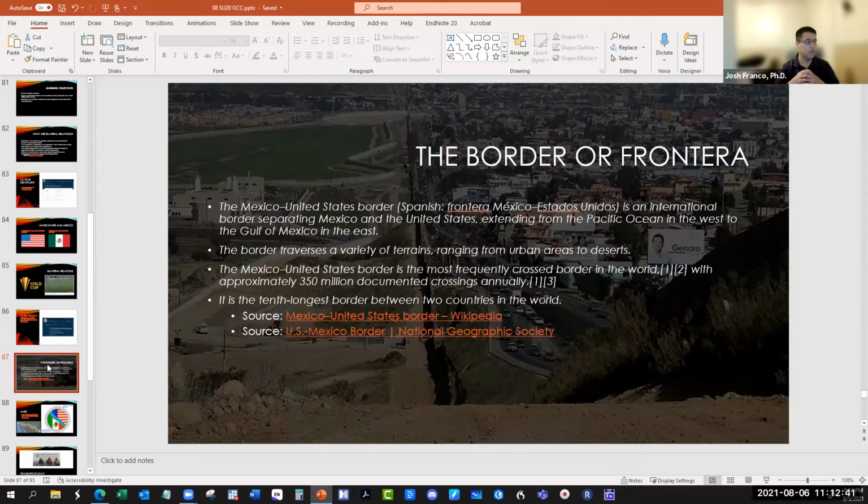To be precise, and apparently over 350 million documented crossings annually every year. So this shared land border creates a strong relationship, not just with respect to security, but also with economics, because a lot of people will live on one side of the border and work on the other, and then they'll go back through. A lot of trade between the two countries, which we'll talk about in a moment, and just the need to work closely together.